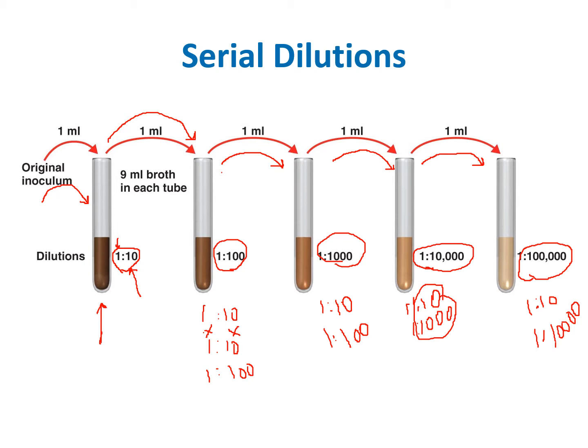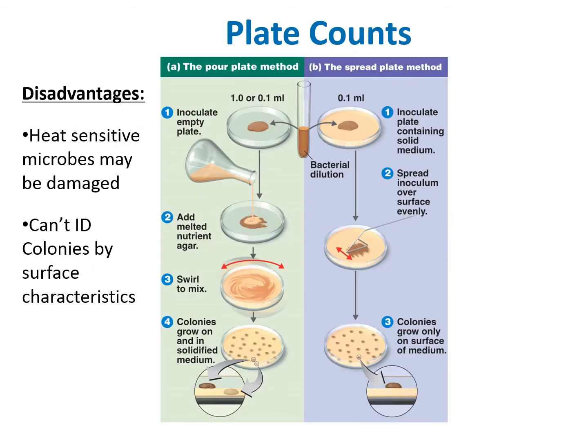Next, we would take a sample of that and plate it onto a petri dish. So the next thing we would do is take a sample from each dilution and plate it on a petri dish. And there's a couple of ways that we can do this. The first way is the pour plate method, which is not that common in my experience.